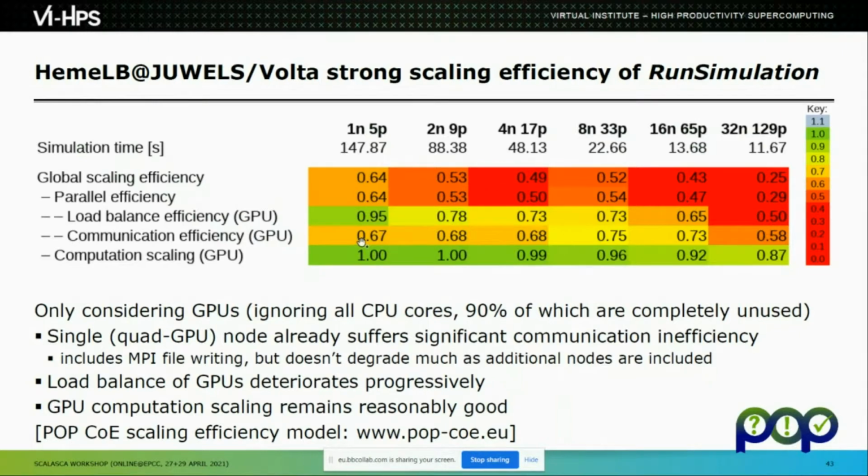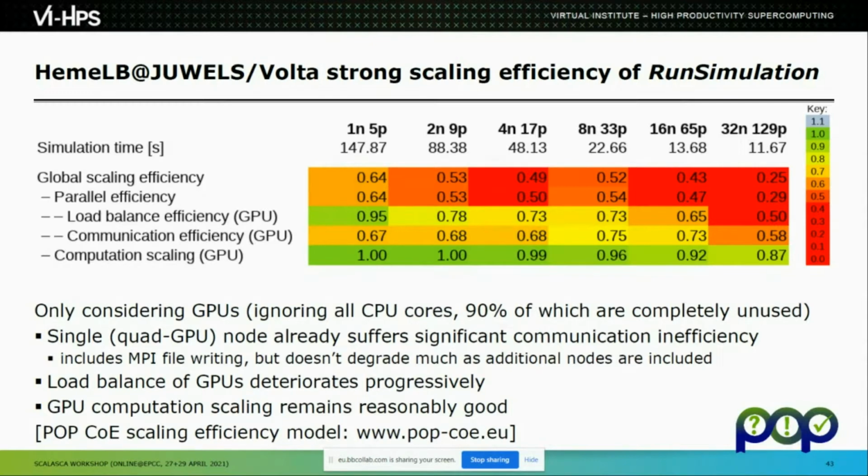Communication inefficiencies are actually not great even for the smallest single configuration. Here, communication efficiency relates to getting the data off the GPUs and then transferring it between the processes on that node. It's already low on a single node and getting worse as it goes to higher numbers of nodes. So this was an early version of the code, the first version that we were able to run up to 32 nodes here.